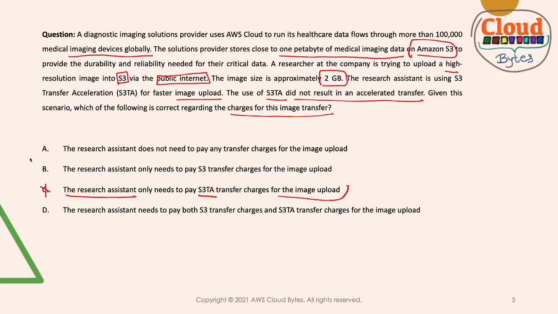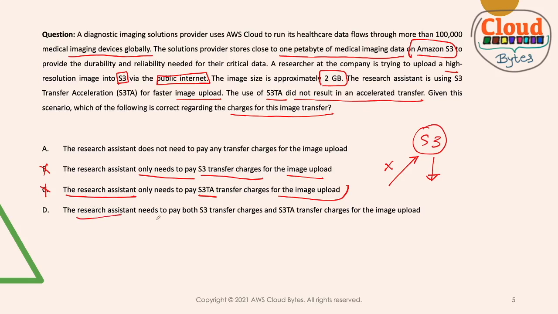Okay, the next option is option B. Let's see. The research assistant only needs to pay S3 transfer charges for the image upload. If you know S3 as a service, when you upload something, it's never charged. It is uploaded from the internet and you're uploading data, so that data upload is never charged. When you download, that is when you're taking data out of S3, that is charged. So option B is not correct.